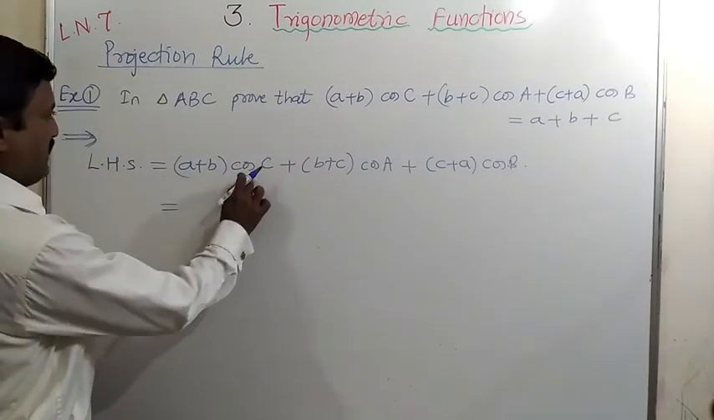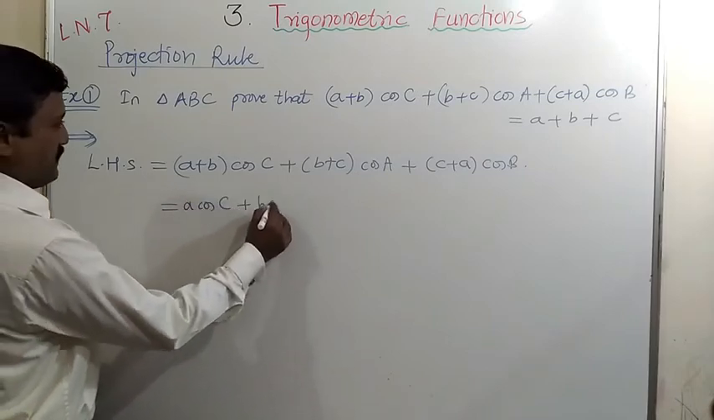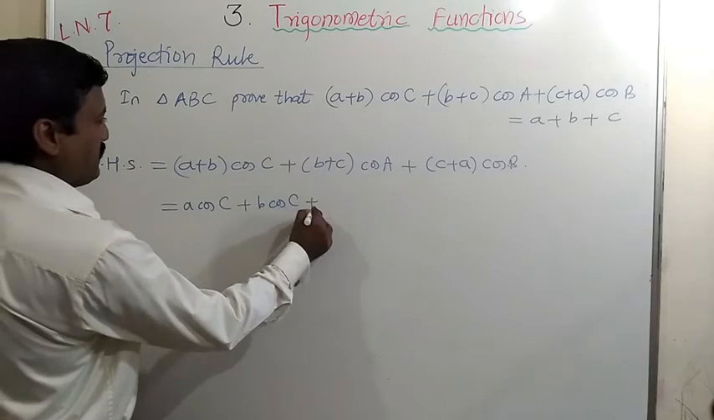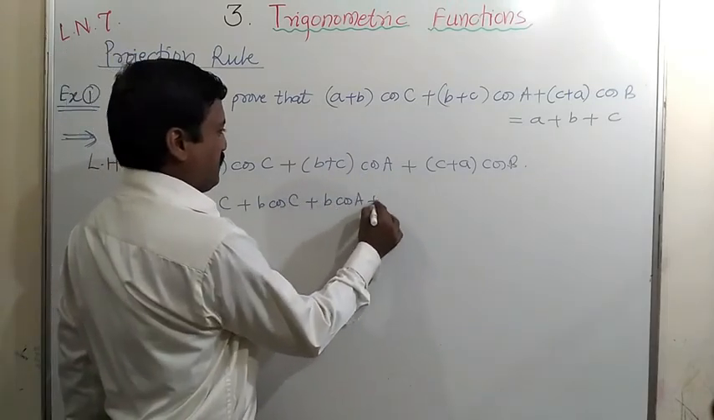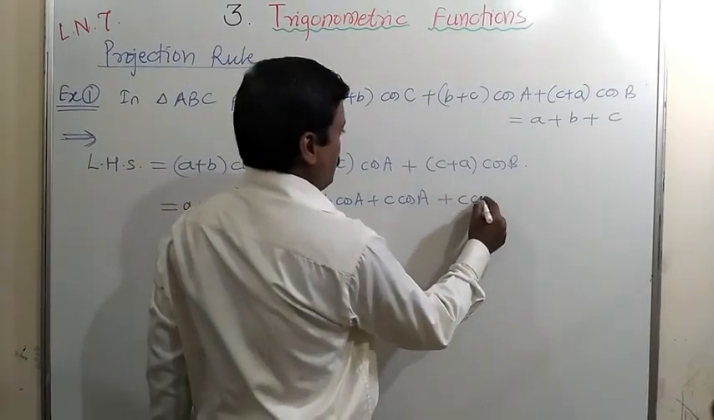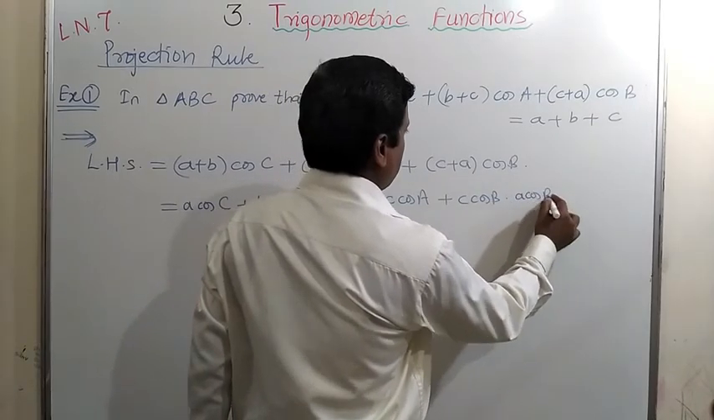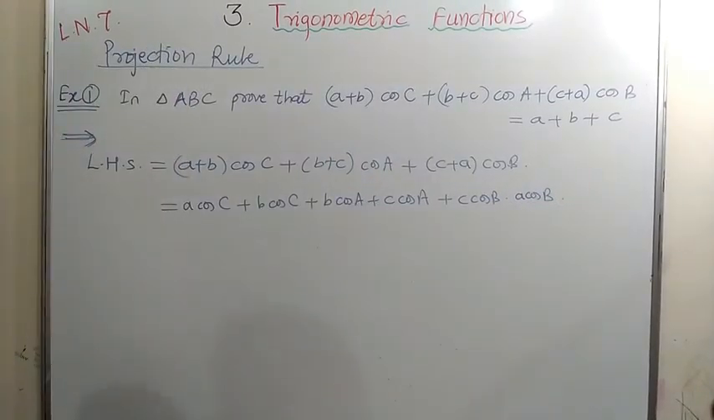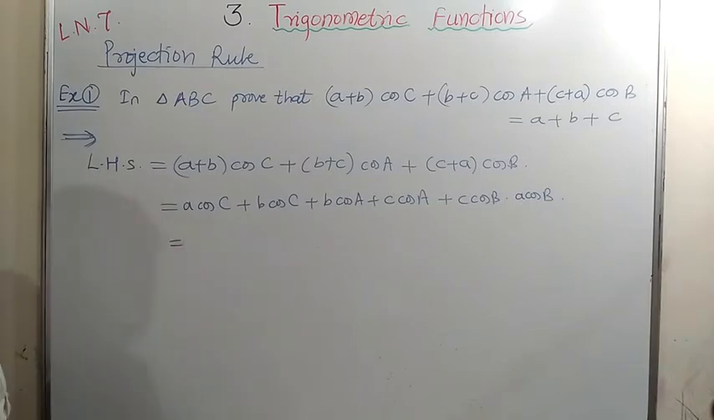Now multiply this, we get a cos c plus b cos c, plus we get b cos a plus c cos a plus c cos b into a cos b. So that we get here 6 terms. Now just make the proper pairs.